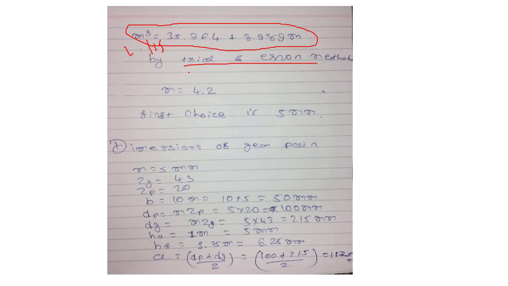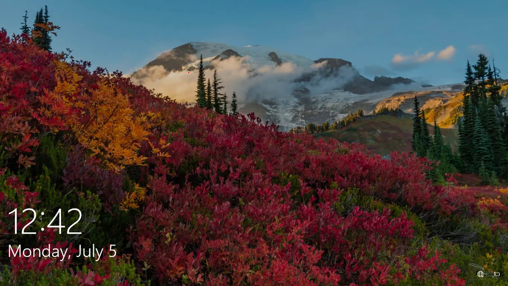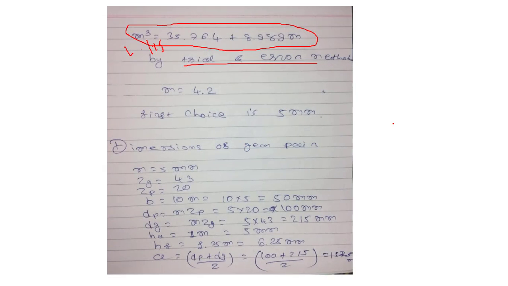So we cannot directly manufacture the gear which has module 4.2. We have to choose the module from the standard data book. In standard data book for the spur gear there is a list of modules. From that we have to choose the module which is nearer to 4.2. So this value came, it is 5 mm. So our final answer for the module is 5 mm.